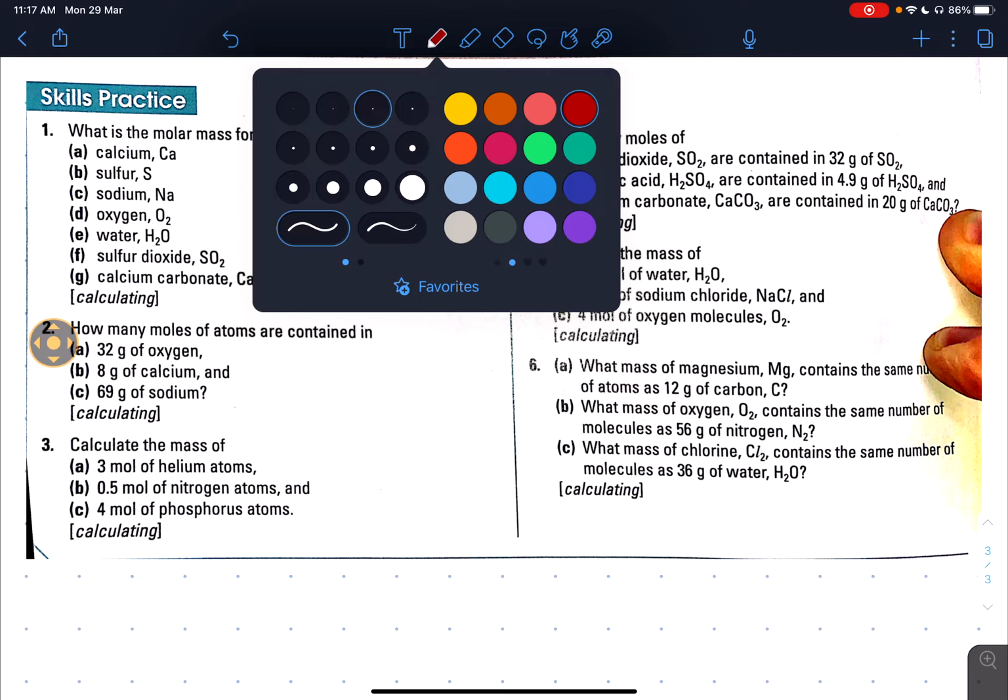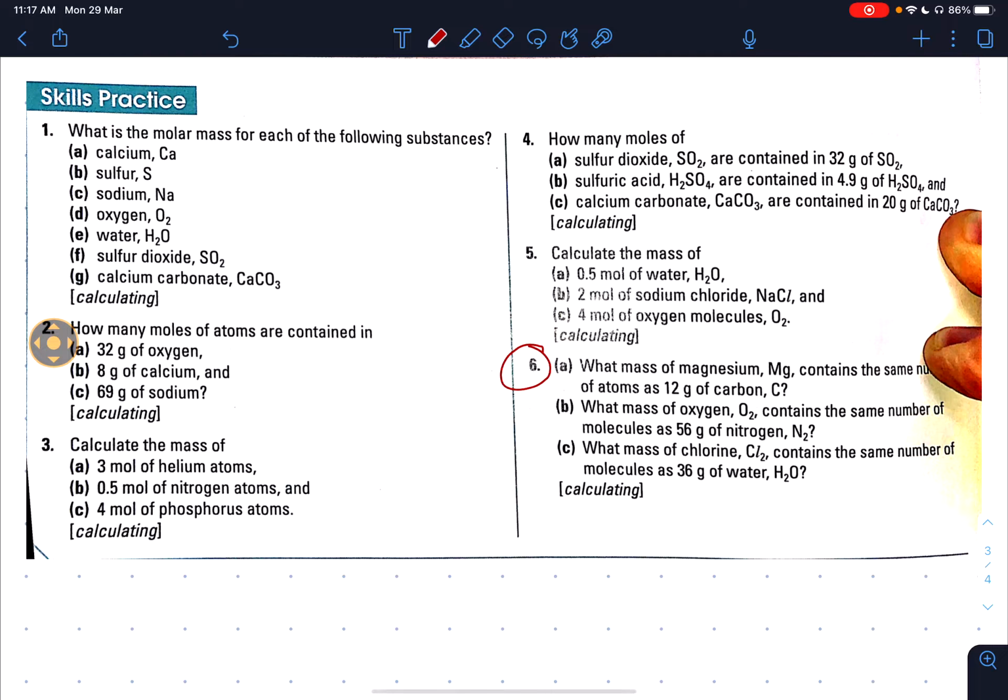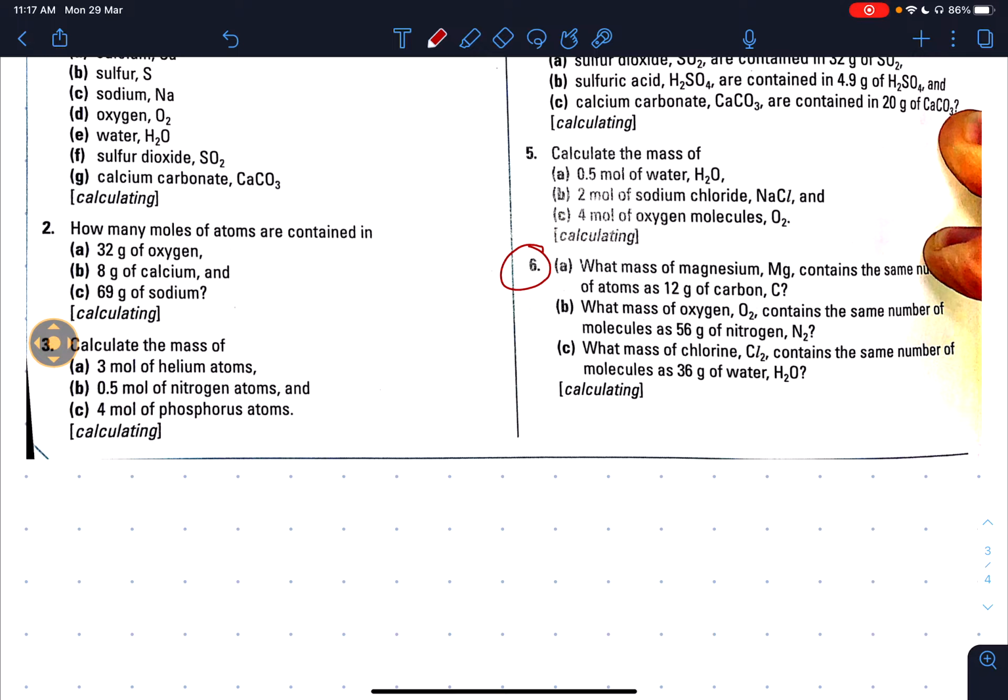So question 6 is, I guess, a bit more challenging. I have to think a little bit more. The question asks what mass of magnesium contains the same number of atoms, which I guess is the number of moles, as 12 grams of carbon. So what we need to do is convert the 12 grams of carbon into moles, and then from moles convert back to mass.